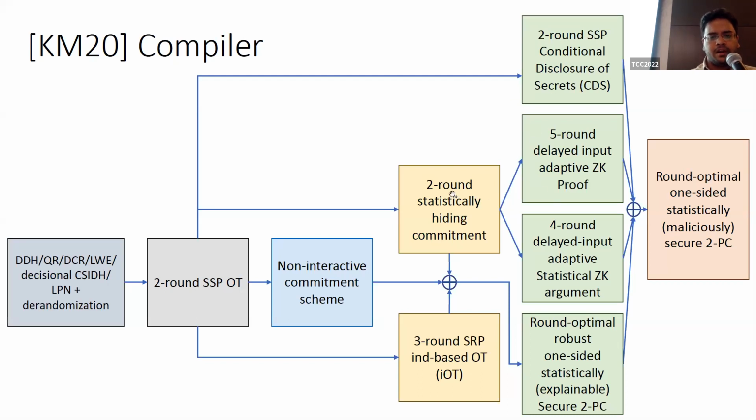So the proof systems are built from this 2-round statistically hiding commitment, and this round optimal statistical explainable 2PC is built from 3 primitives which are instantiated from 2-round SSPOT. And ultimately, you can see everything is built from this 2-round SSPOT, which they instantiate from a variety of decisional assumptions. So let us focus on this 2-round SSP CDS.